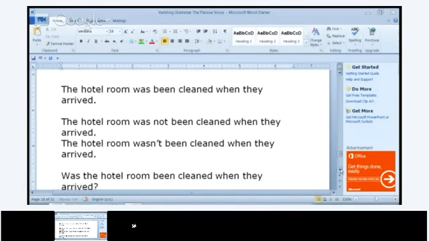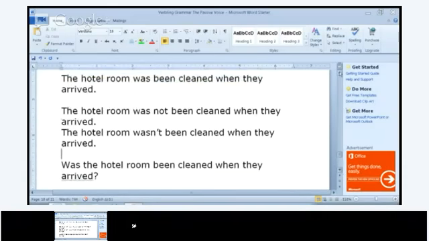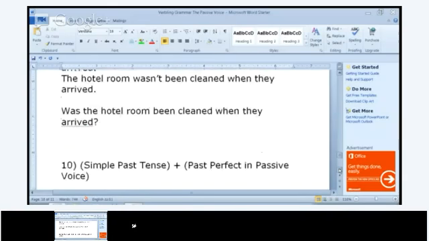All right. Okay, great. And here we are. So what was happening to the room? It was being cleaned, it was not being cleaned, or was it being cleaned? That's the idea. And then I think I have one more example.